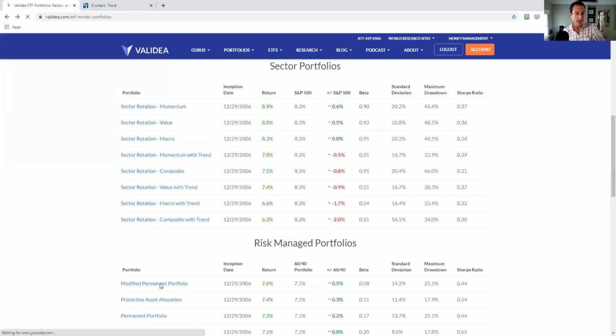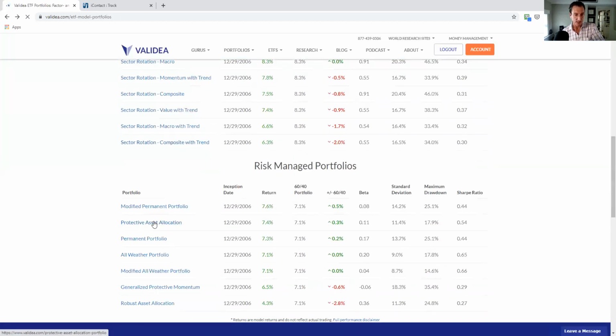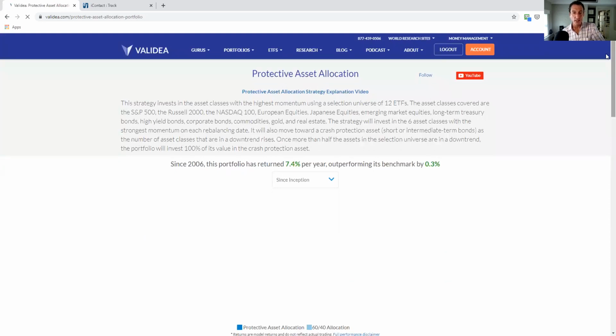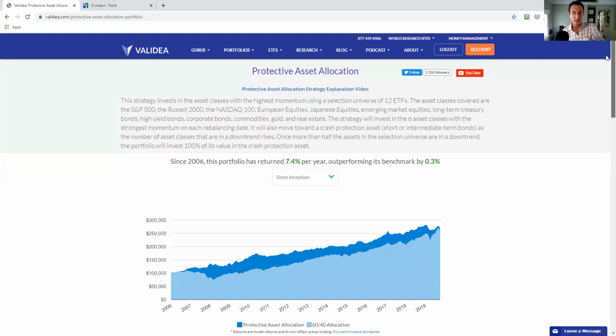Looking at a risk managed portfolio here, let's look at a protective asset allocation. This is kind of a unique one. What protective asset allocation looks to do is it starts by saying, okay, I'm going to allocate among 12 different asset classes. So it looks at the S&P 500, the Russell 2000, NASDAQ 100, European equities, Japanese equities, emerging markets, treasury bonds, high yield bonds, corporate bonds, commodities, gold, and real estate.